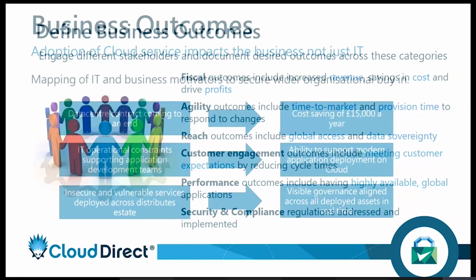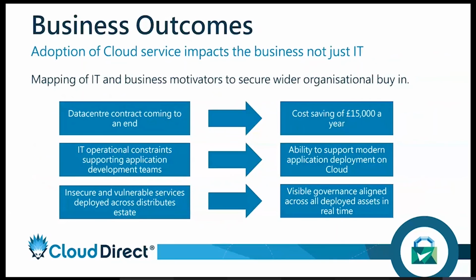And then finally, from a business outcomes perspective, it's really about getting the message across that everything isn't necessarily just a technical decision. It's about mapping out business motivators as well as technology motivators. A key example there, and it's really how you articulate things, is data center contracts coming to an end. What does that actually mean?